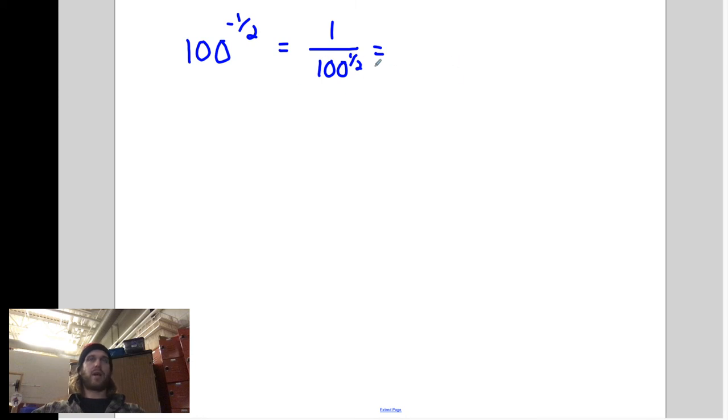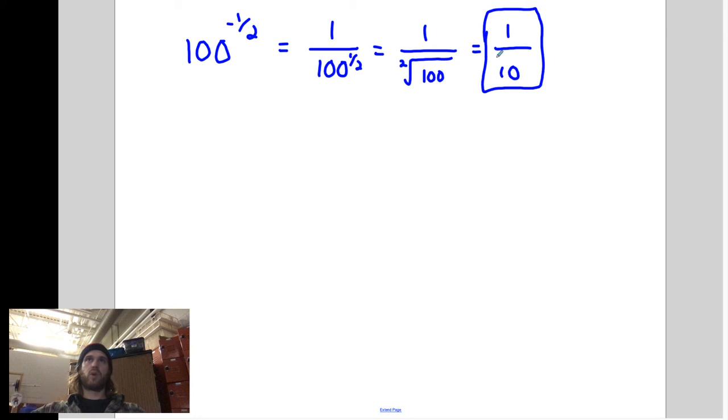Now I'm going to apply rule number 8. Anything to the 1/2 power, that's really the square root of 100. Well, what number times itself 2 times is equal to 100? Answer is 10. 1/10 is our answer. That's it.